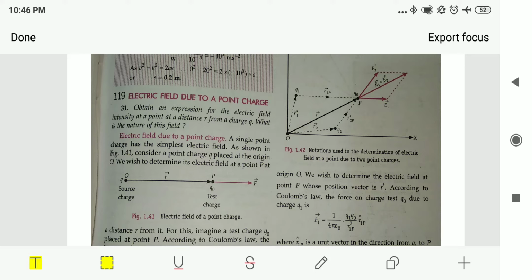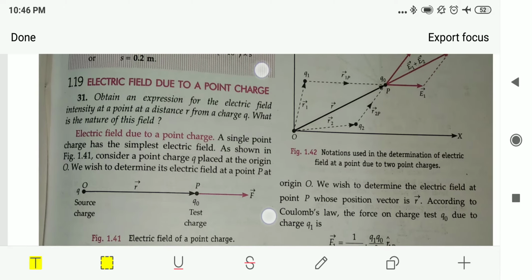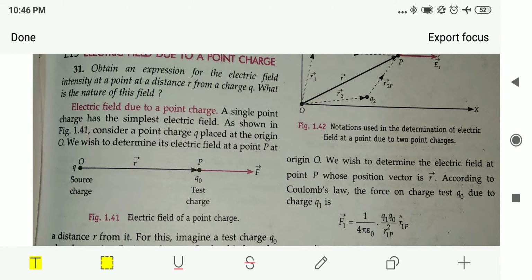Hello students. Today we will discuss the topic electric field due to a point charge. We will continue with the topic electric field. Electric field due to a point charge. A single point charge has the simplest electric field.